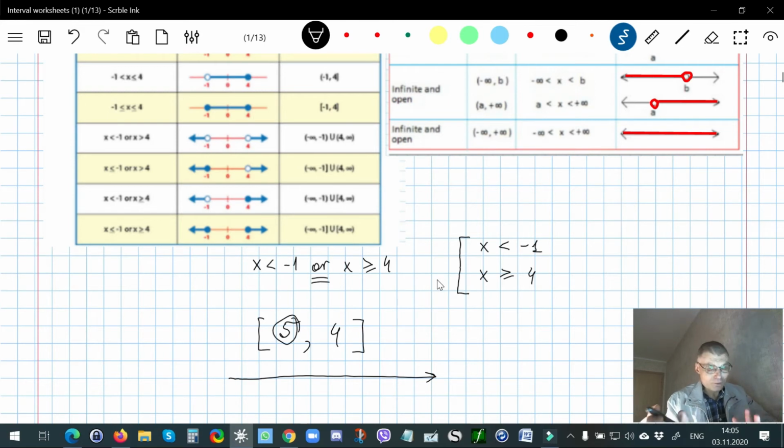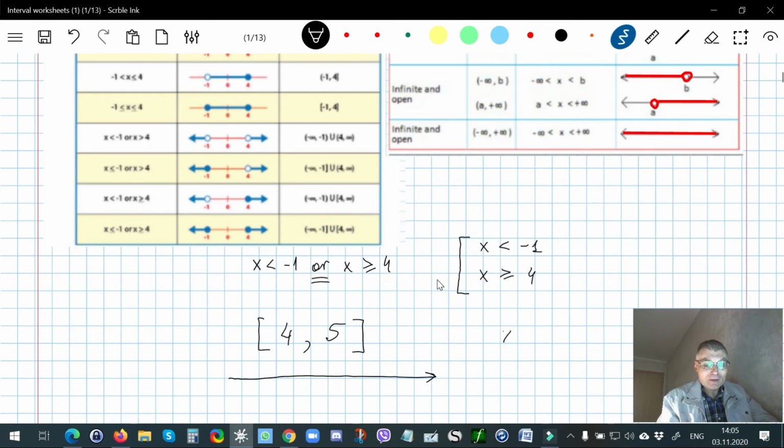No, no, sir. No, man. I must reverse them. It would be from 4 to 5, not from 5 to 4. So with indignation and other feelings, I write the correct thing, 4 to 5.